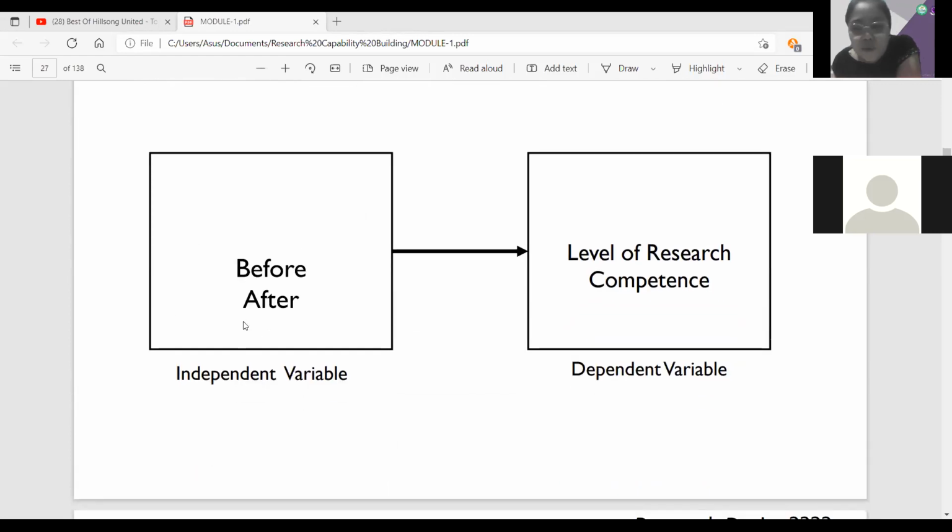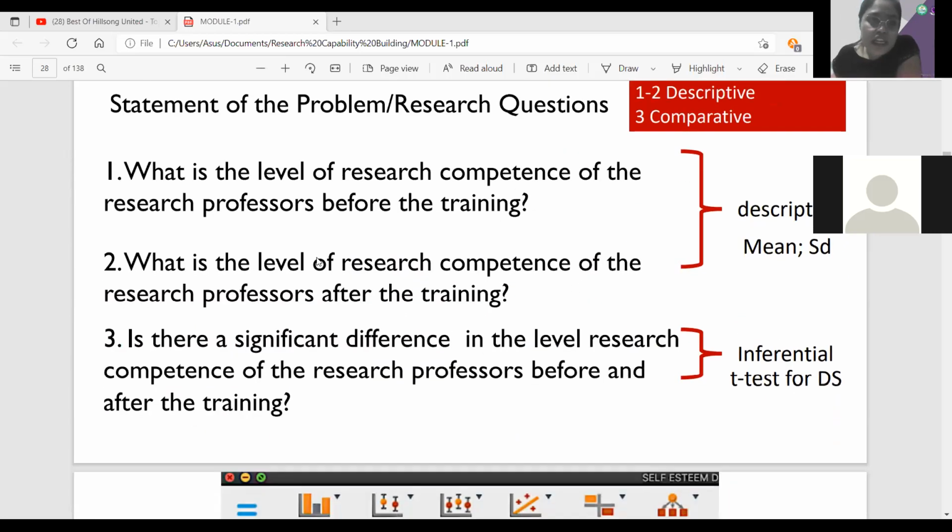Nag-adapt sila ng questionnaire. So kaya kung makikita niyo sa conceptual framework ng kanilang study, the independent variables is yung before and after na scores nila doon sa questionnaire. And then syempre the outcome variable or the dependent variable is the level of competence.